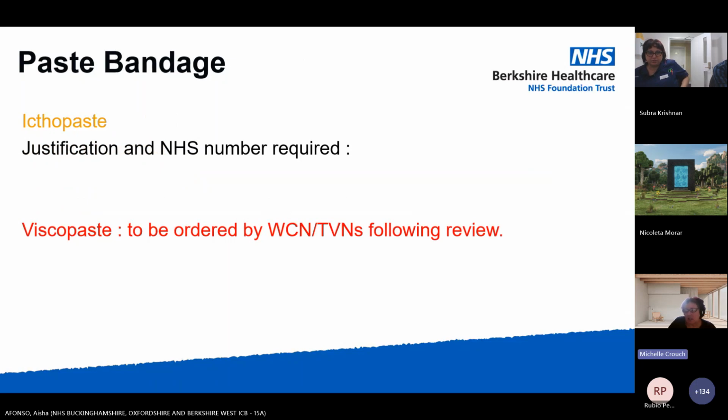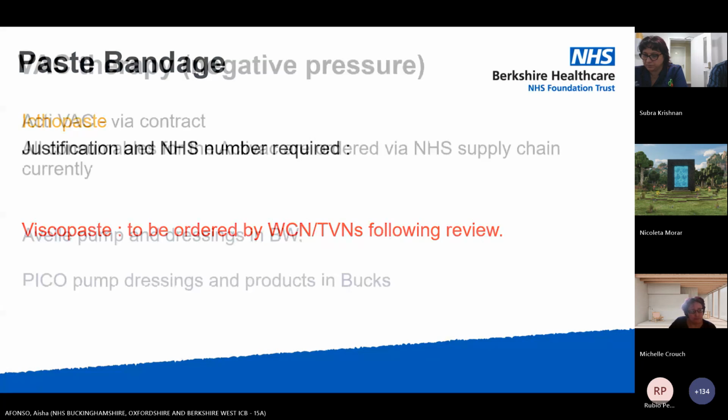Paste bandage. So we've gone for Ixapaste. It's on the amber pathway. Again, we need the rationale and NHS number. The Visco paste will remain as specialist only, and that's going to be ordered by the wound care nurses or the tissue viability team. So the Ixapaste is different for Berkshire West because originally ours was Visco paste, and we've moved over to Ixapaste. Next slide.